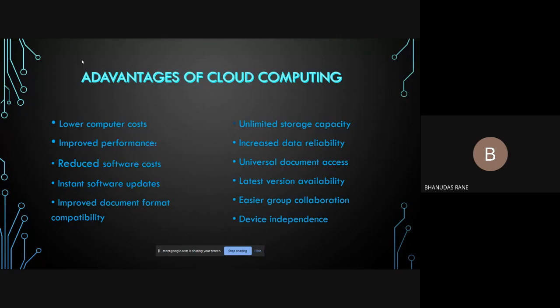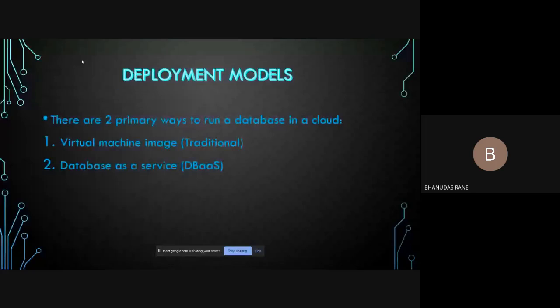Means the service provider updates the software and you can use the latest version of that software. And next is easier group collaboration and device independence. Means it does not depend on any device, it is independent of each other. These are all the advantages of cloud computing. Next is the deployment models. So we can move to database as a service, that is our main topic.